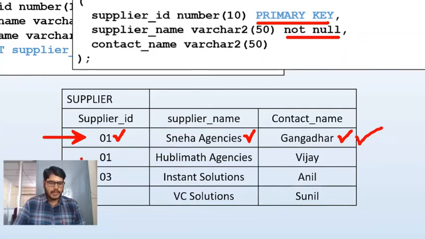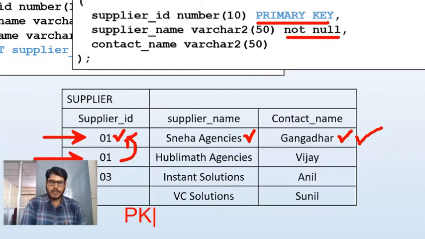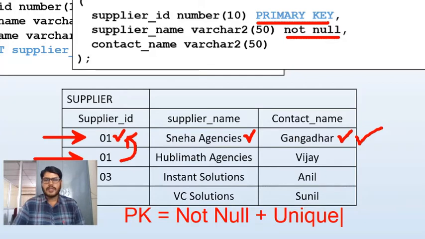If we try to insert the second record here, you can observe we are trying to store 01 here, which is nothing but a duplicate value. Already this value is present in the first record here. So what is the meaning of a primary key? Primary key is nothing but the combination of not null and unique. So in this case, it is not accepting a unique value because it is accepting a duplicate value here.